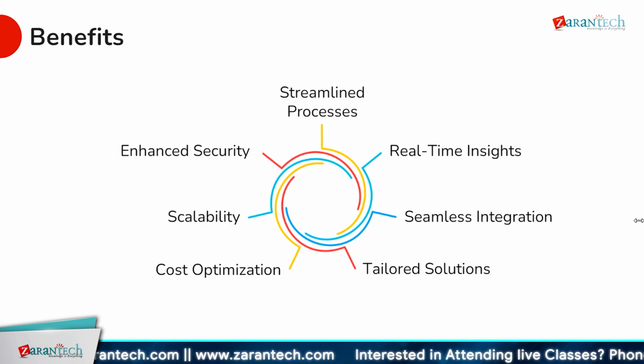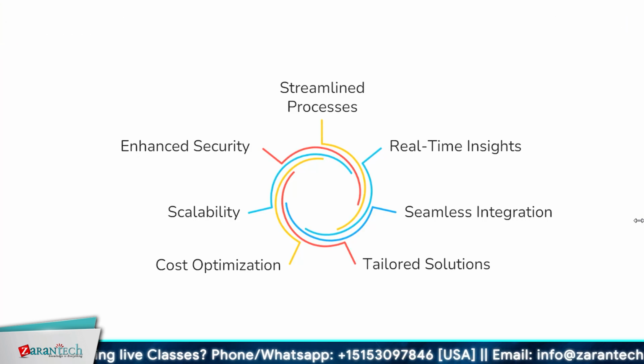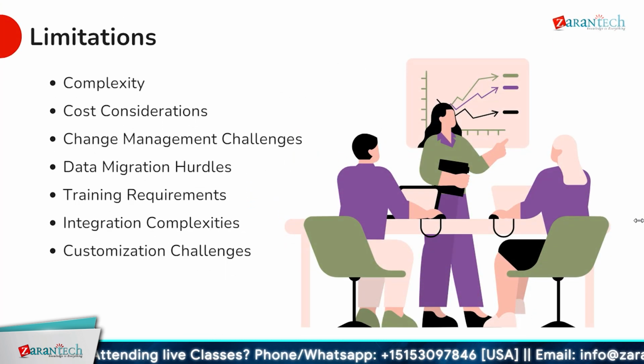SAP MM is scalable, accommodating business growth and expanding procurement needs. It enhances security by providing role based access control, which ensures that users have access only to the data and functions they need. By realizing these benefits, organizations can improve their procurement efficiency, reduce cost, and make informed decisions based on real time data. Now, moving on to the limitations of integration and implementation of SAP MM.